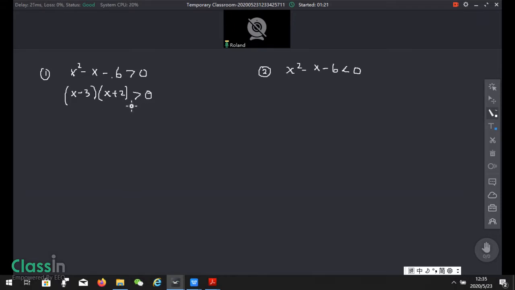Now, let's assume that this inequality is actually an equal to sign. If it's an equal to sign, then we will have x equal to 3 or x equal to negative 2. So we expect our final answer to be an inequality, not an equal to sign. But let's look at the shape of this equation.